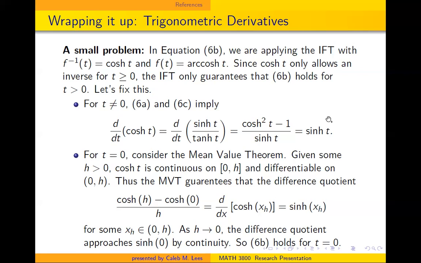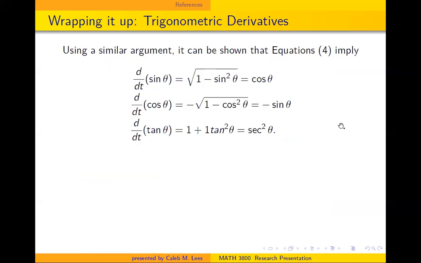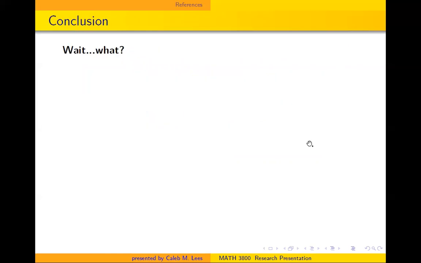So we've concluded that all three of these derivatives do in fact hold for all t in R. So that's kind of an interesting detail. And we can do a very, very similar procedure, starting with the inverse hyperbolic integral representations, and we can derive that the derivatives of the polar trig functions are what they are. We have to use the mean value theorem too, but that's kind of interesting.